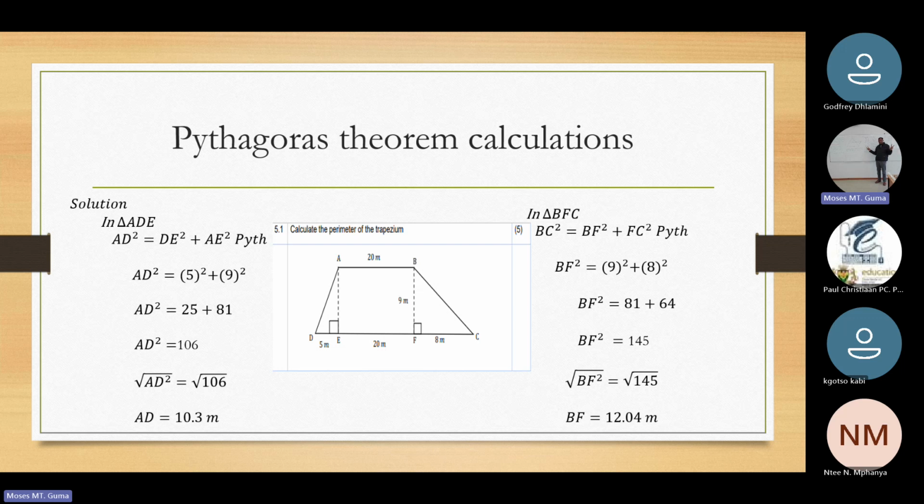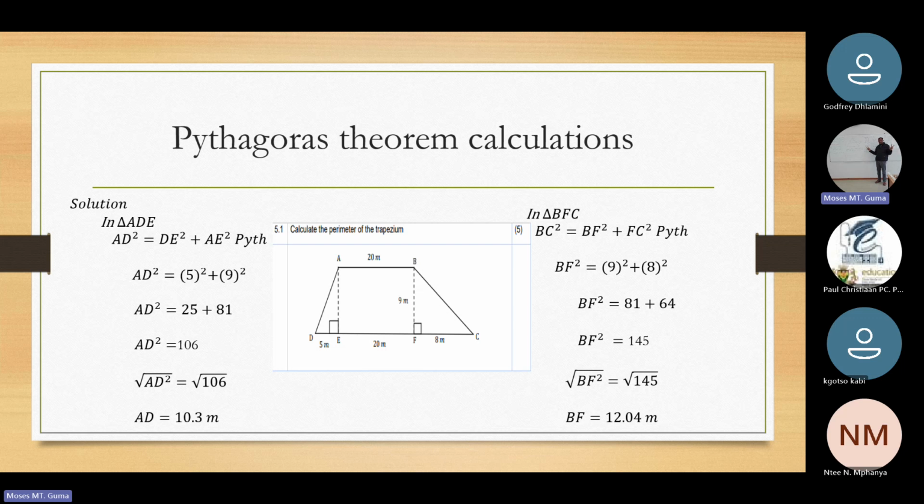Now, we've got 1, 2, 3 sides. We are only left with that one to find so that we score the 5 marks. Now, let's find that side. In triangle BFC, now there's triangle BFC. Why am I telling you? It is because I've got two triangles. Now, I want you to know where I'm working from. It is a right angle triangle, of course.